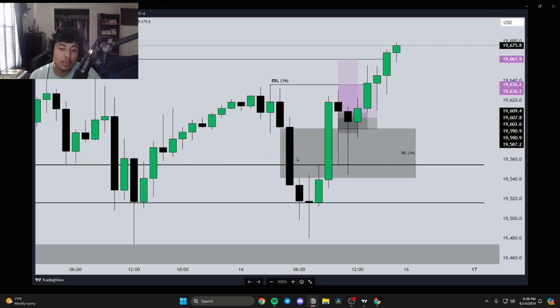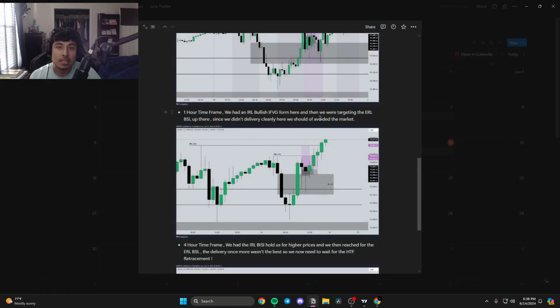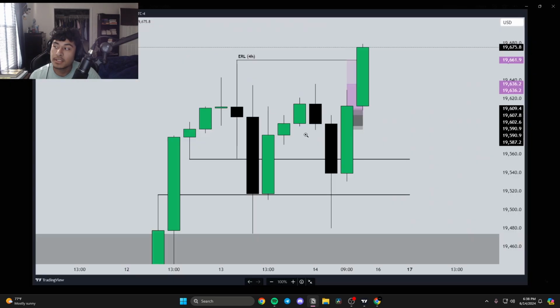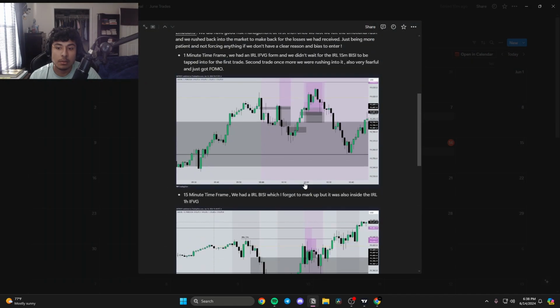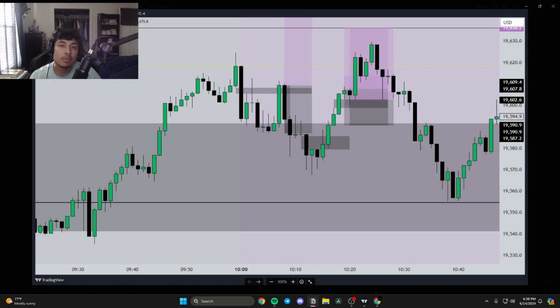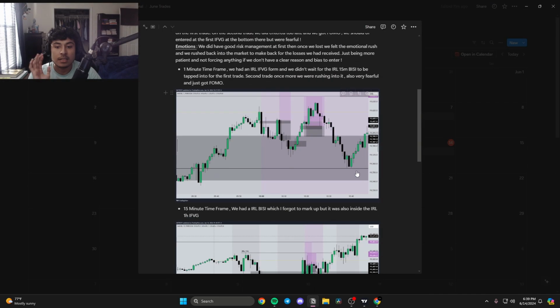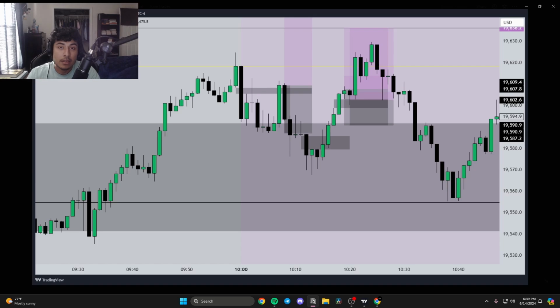On the 1 hour time frame, this is again one of my main confluences here, the 1 hour internal resistance inversion fair value gap, a bullish one that formed here, and we were targeting these highs up here, the all-time highs that we formed recently. And then again, eventually here we had a bullish buy side imbalance, internal resistance here, targeting the external, but the delivery wasn't the best. And again, this trade could have been avoided, the first one, and then the second one could have been just a break-even day.